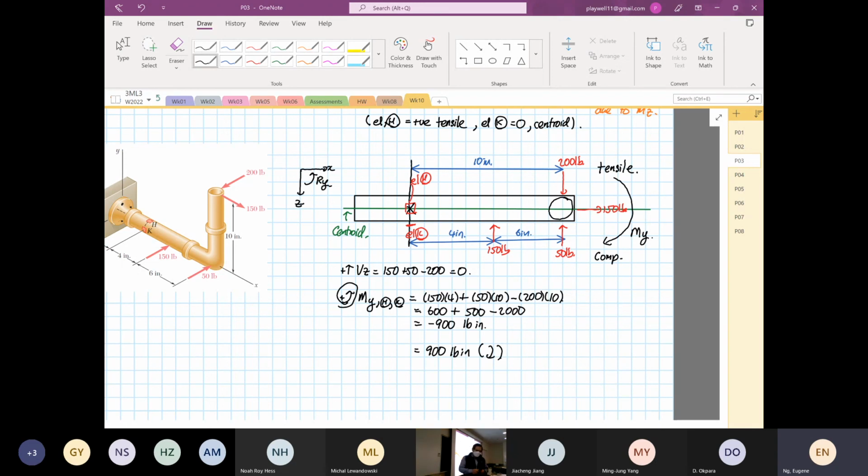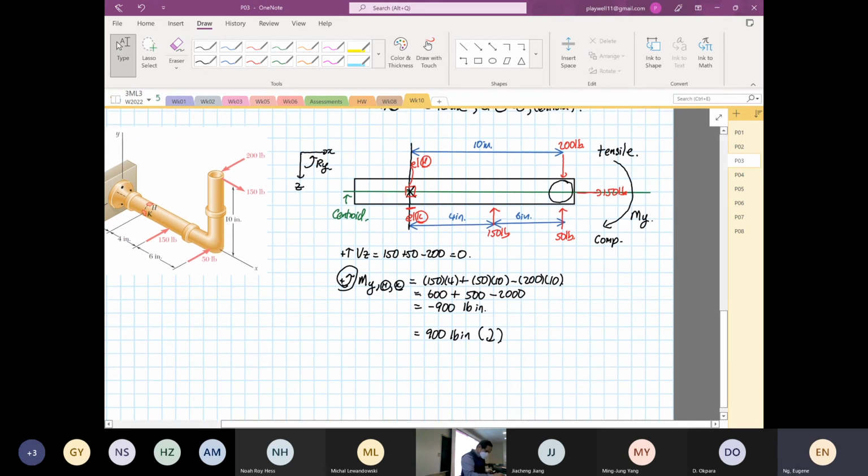So from here, we know due to the moment about y, element K is going to be negative. It's going to be compression due to moment about y. And then element H is equal to 0 because it's at the neutral axis.